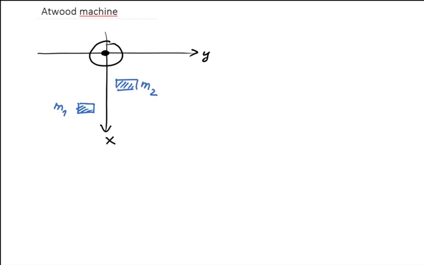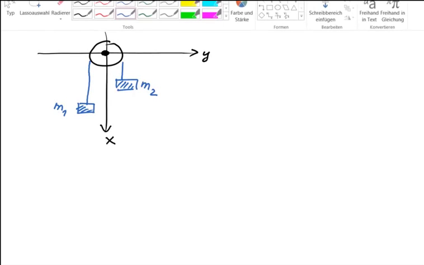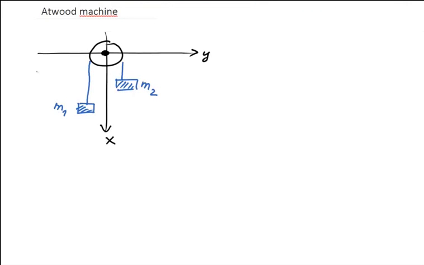And this rope goes over that wheel. And both masses feel the gravitational acceleration g. And the masses can be different, they don't have to be equal. And we say that the first mass is at position x1 and the second mass is at position x2. The task is to describe the dynamics of this system.